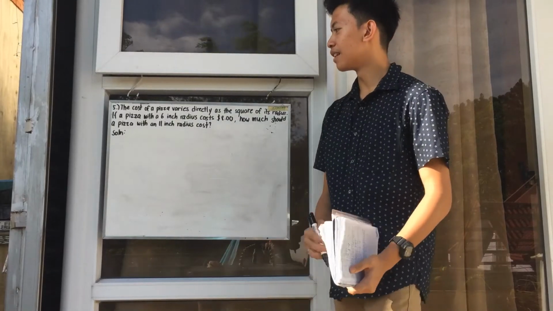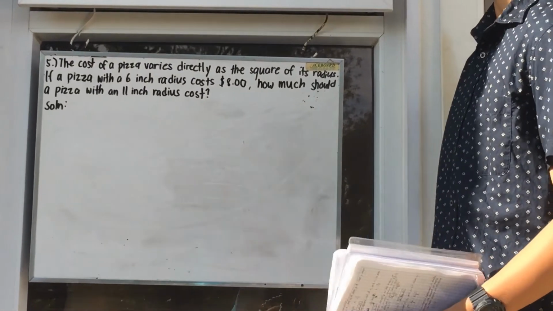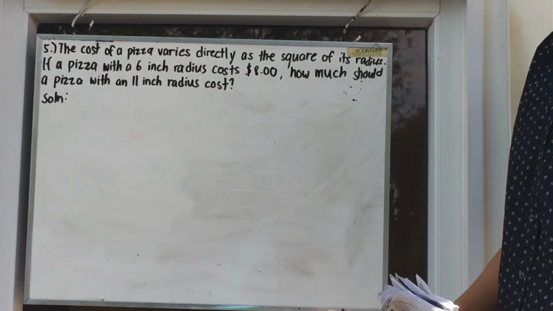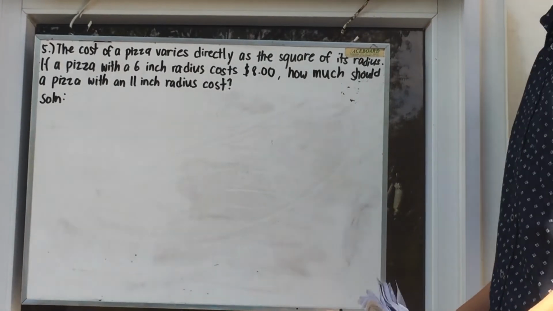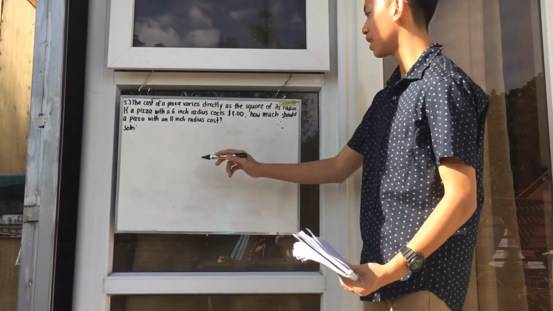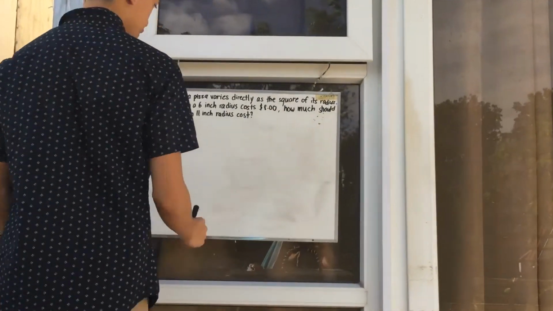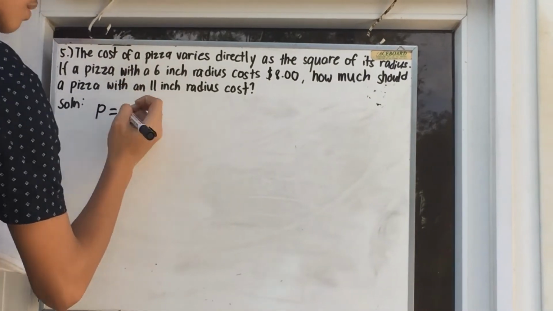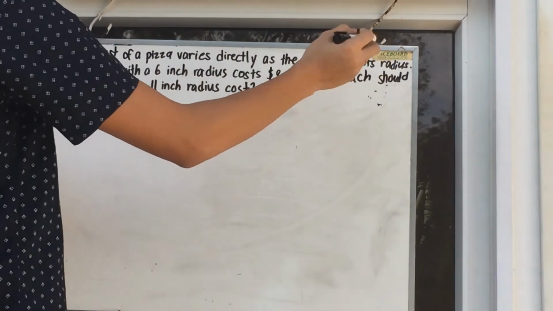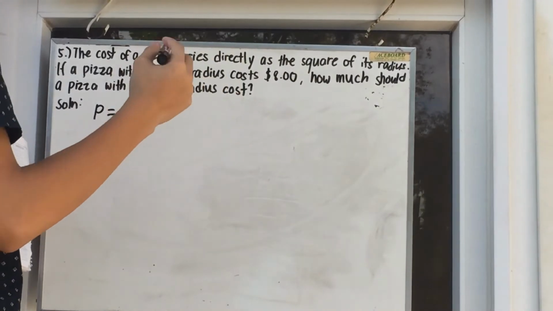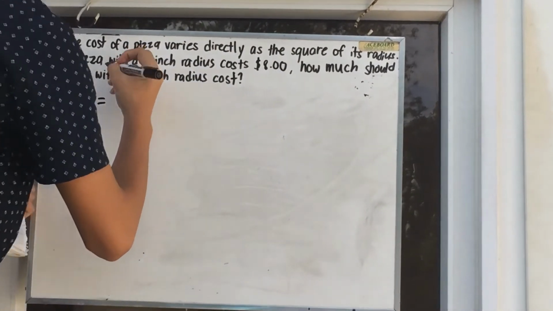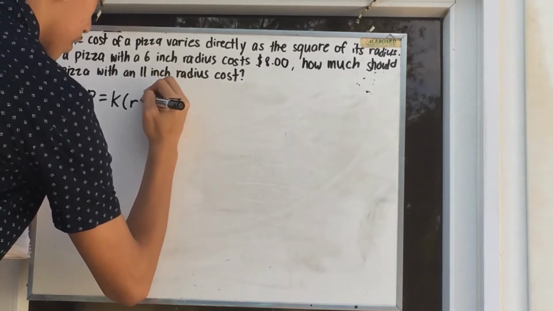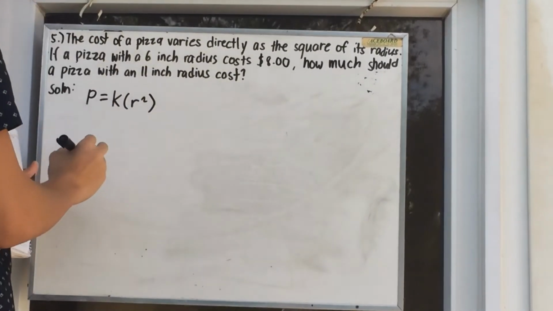So number 5: the cost of a pizza varies directly as the square of its radius. If a pizza with a 6-inch radius costs $8, how much should a pizza with an 11-inch radius cost? So again, we'll make an equation. Let us use P for the cost of the pizza. So P is equal to the constant of proportionality, K, multiplied by R squared. Now we got our equation.